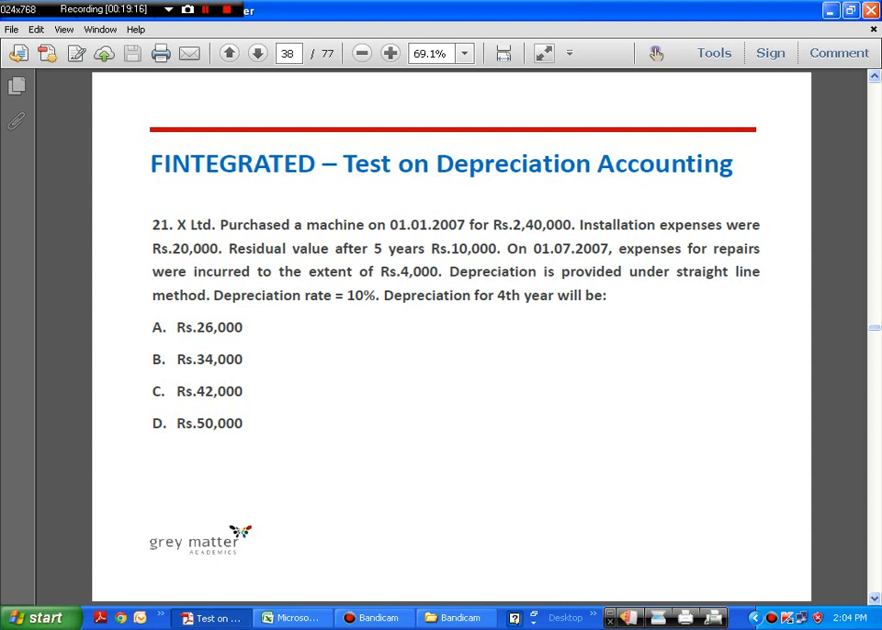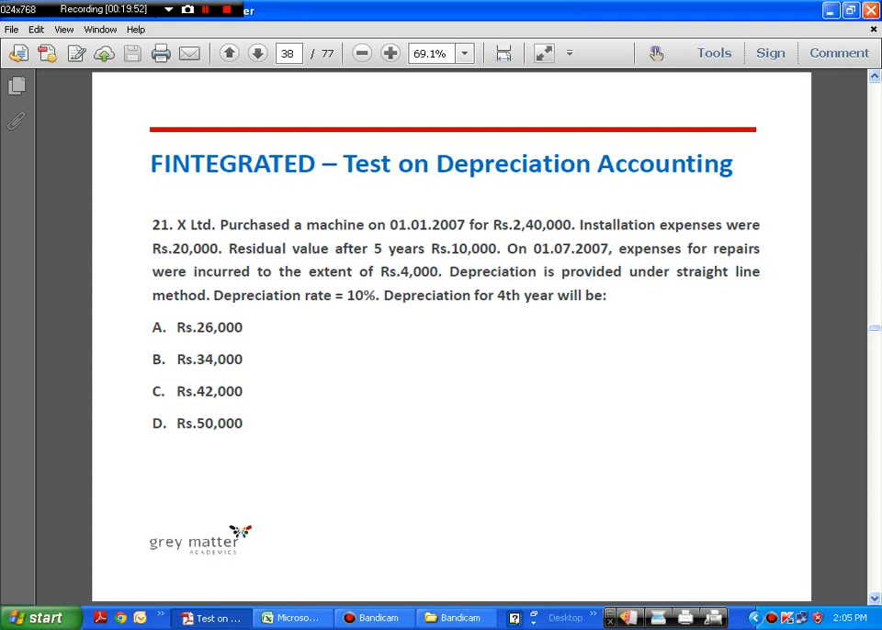Next. X Limited purchased a machine on 1/1/2007 for 2,40,000. Installation expenses were 20,000, which means our cost becomes 2,60,000. Residual value is 10,000, so the depreciable amount becomes 2,50,000. On 1/7/2007, expenses for repairs were incurred to the extent of 4,000 rupees.